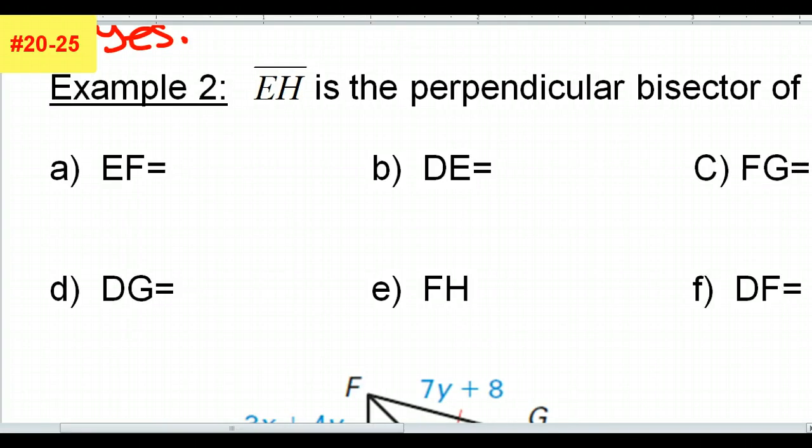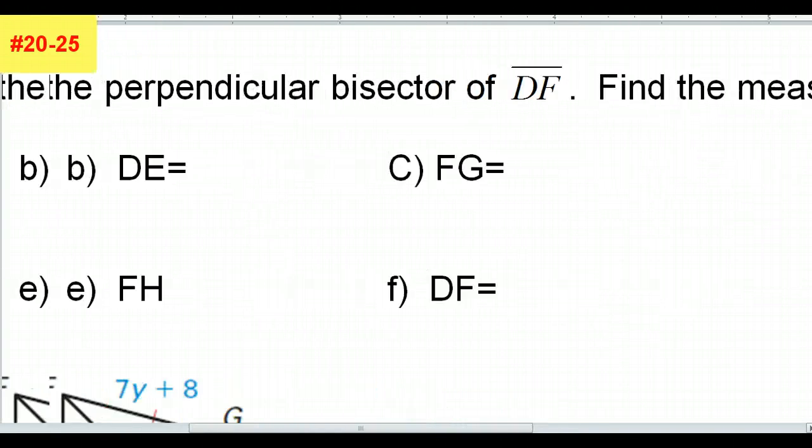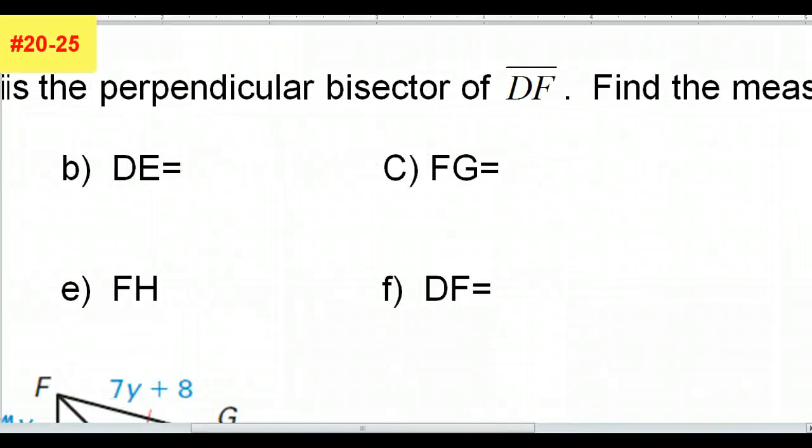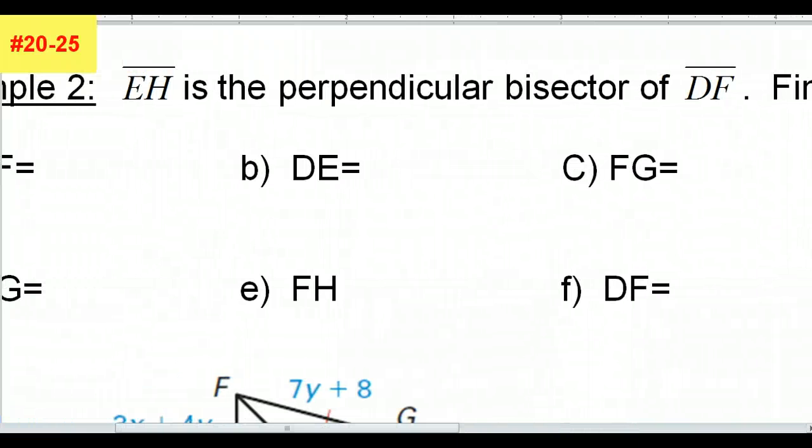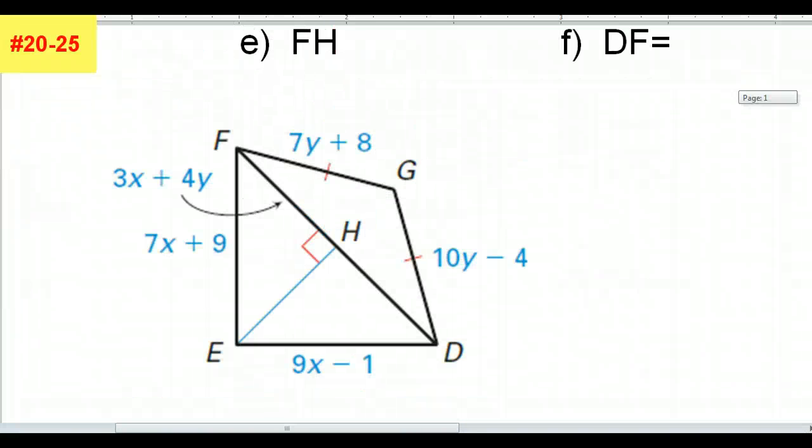All right, look at example 2. We are given that EH is the perpendicular bisector. Okay, we're talking about this picture. So once again, I'm going to color it for you. EH is the perpendicular bisector of the picture. Now this is going to be just sort of common sense to you guys.